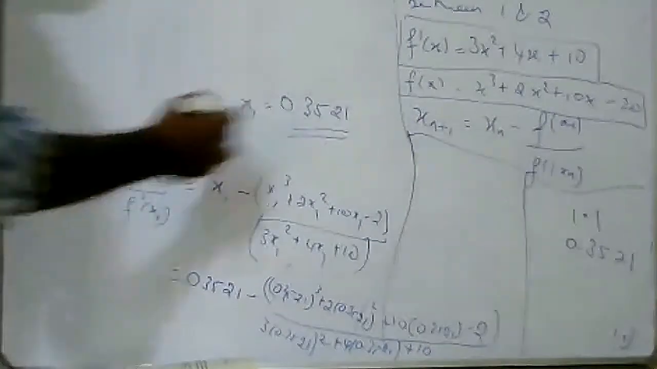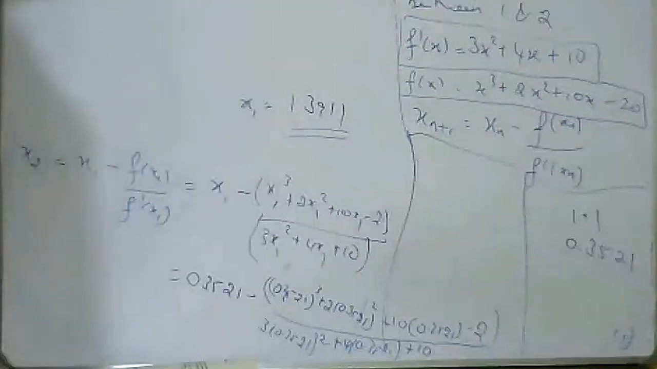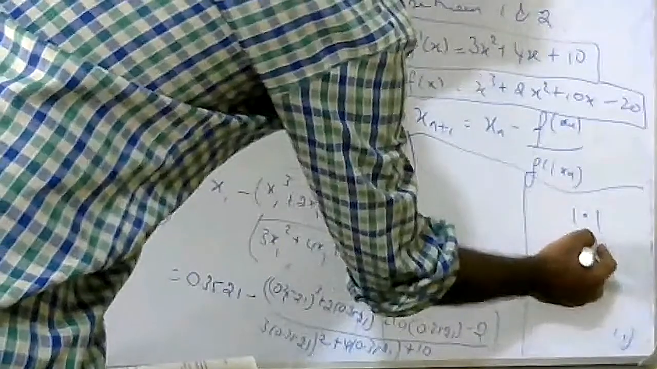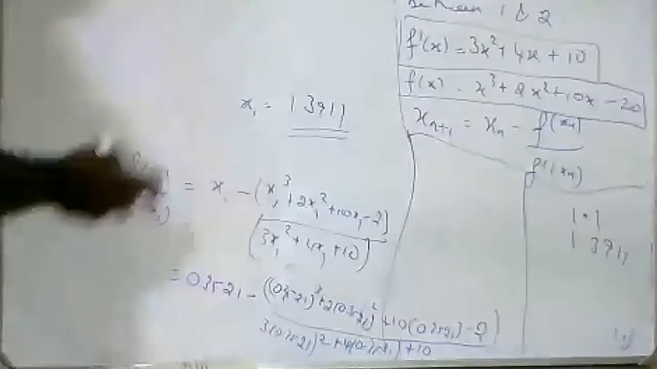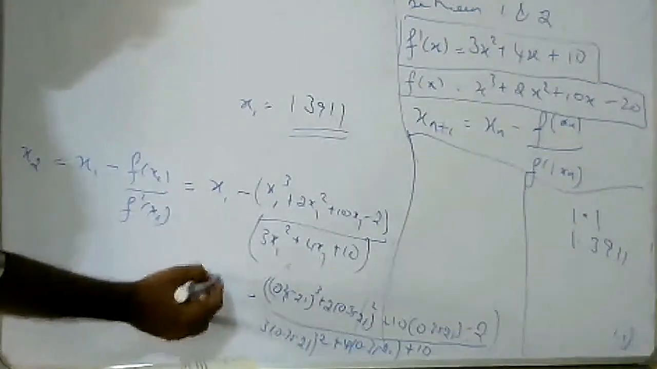The value of x1 is 1.3911, sir. Check the value of x1. What's the value of x1? 1.3911. Okay, 1.3911. That should be the answer. So you have to change this. It is not 0.35, it is 1.3911.